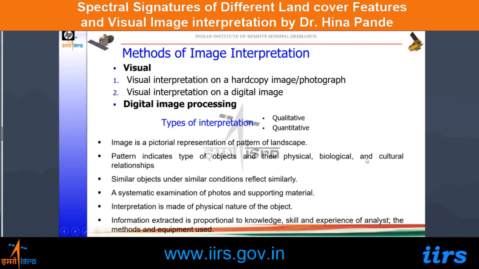Now, the interpretation on the image is done of the physical nature of the object. As soon as the physical conditions of the object change, the manifestation of its properties in terms of spectral signatures on the image also changes. So it is this that the interpreter has to extract or interpret.